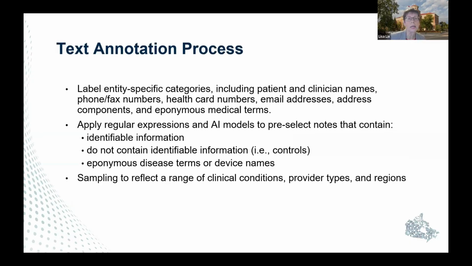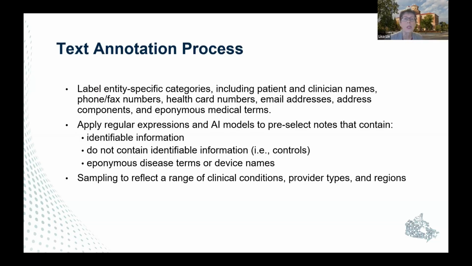So I'd like to talk a little bit about just that text annotation process that we went through and its importance in terms of being able to build a robust set of information that we could use for this de-identification algorithm that we would eventually train. And so we're including a variety of kinds of information: the patient names, clinic names, phone numbers, health card numbers, different components of the address, and then there's eponyms. So medical terms that could represent a name, but also represent a health condition like Parkinson's disease.